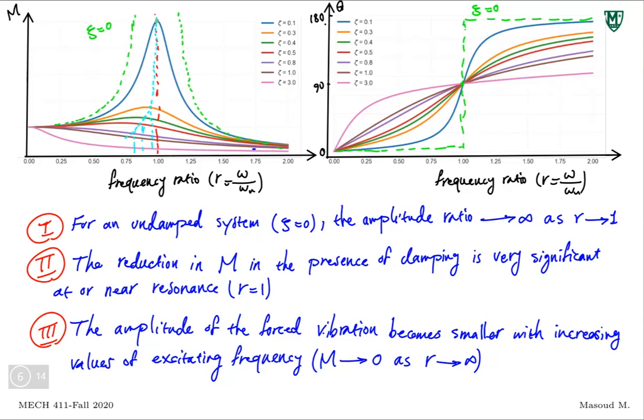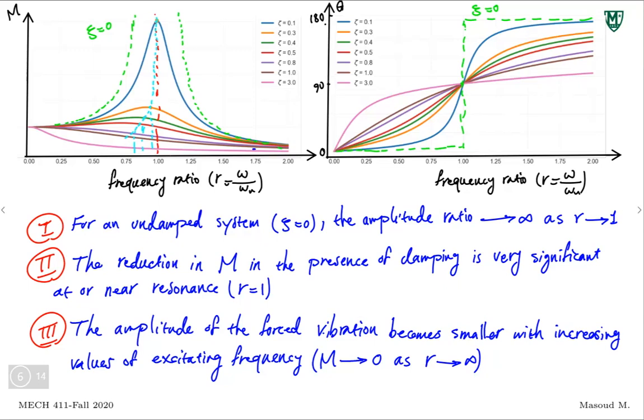So if you have a specific system, the frequency ratio is fixed. Omega, the excitation frequency, let's say is 10 radians per second. Omega n is a fixed value. Spring stiffness and mass are fixed. If you change the damping ratio, which means you're changing the damping, the point at which the maximum amplitude occurs changes. And if you increase the damping, it gets farther and farther away from resonance. If there is no damping at all, it happens at resonance. If there is damping, it gets farther and farther away from resonance.